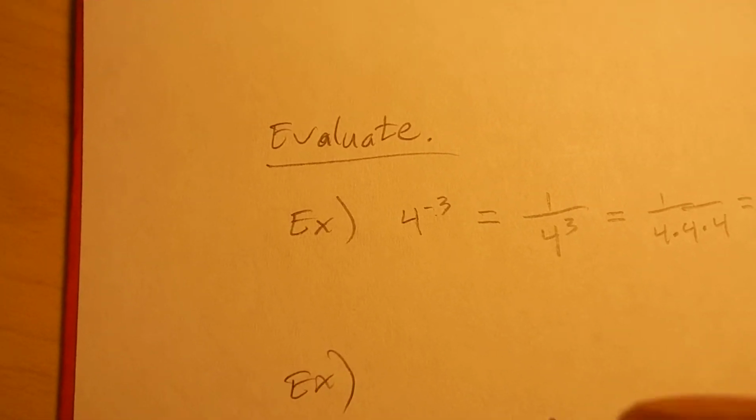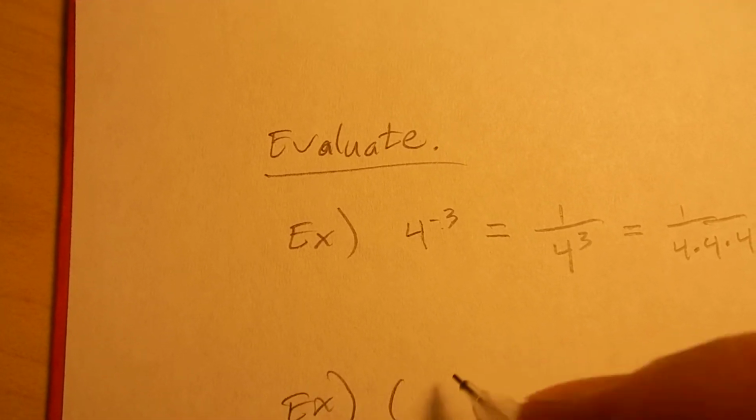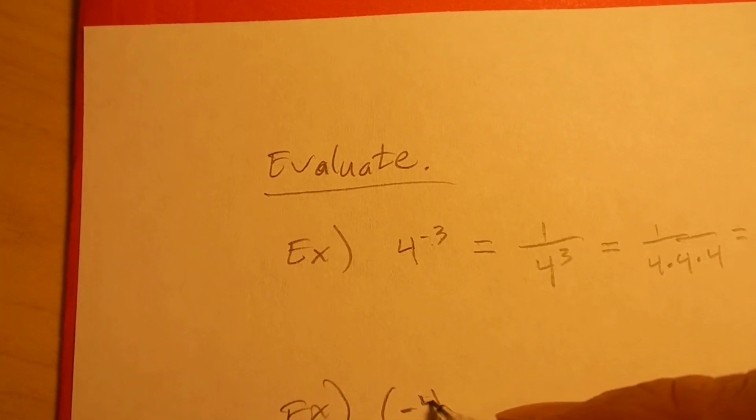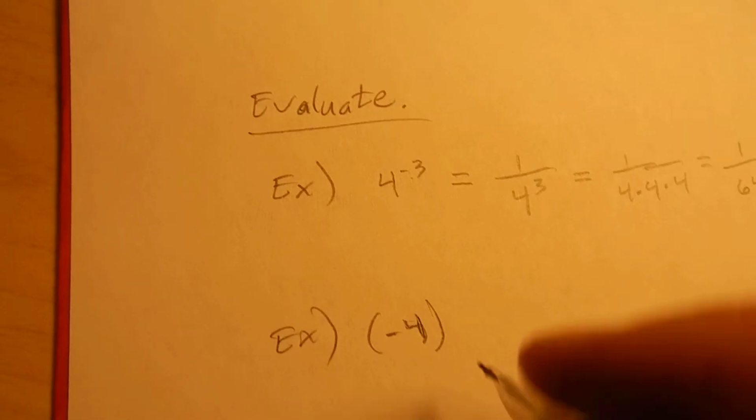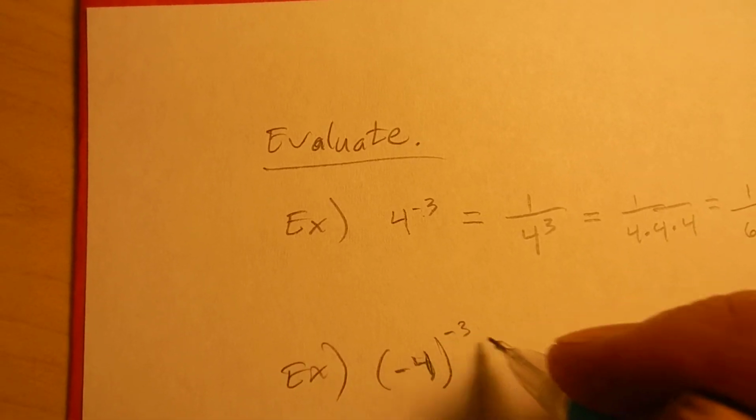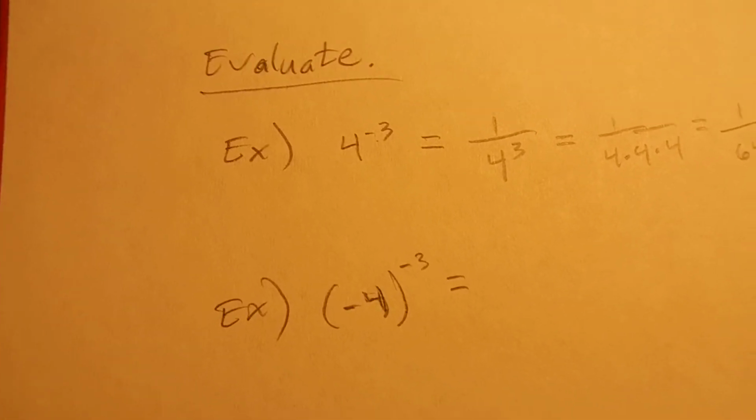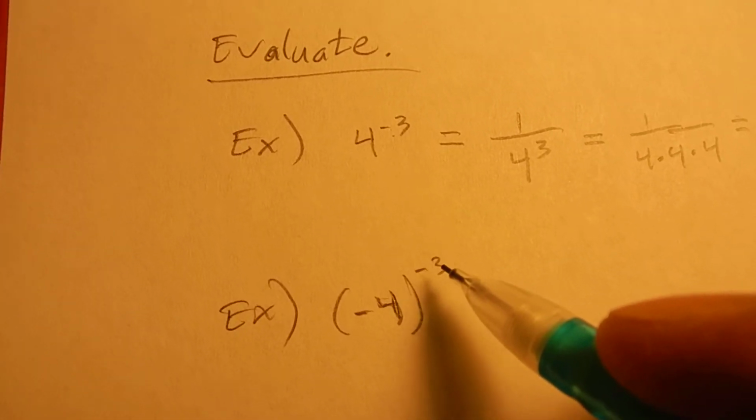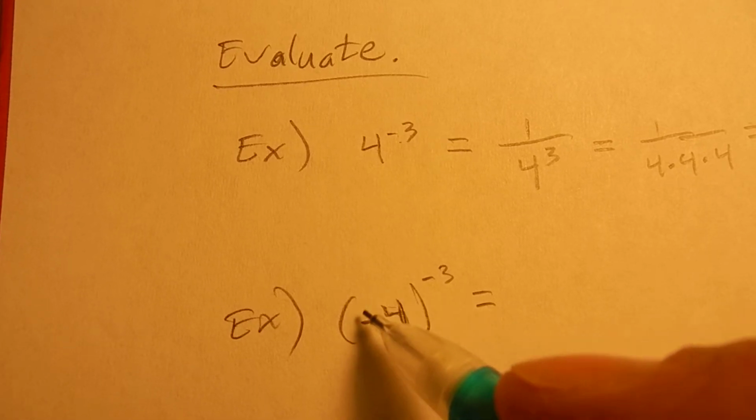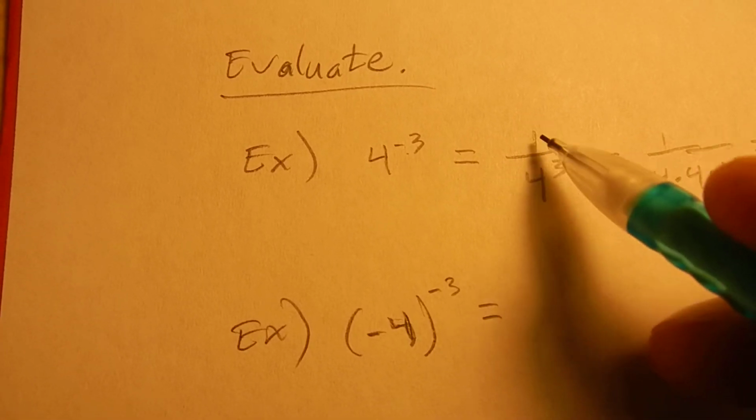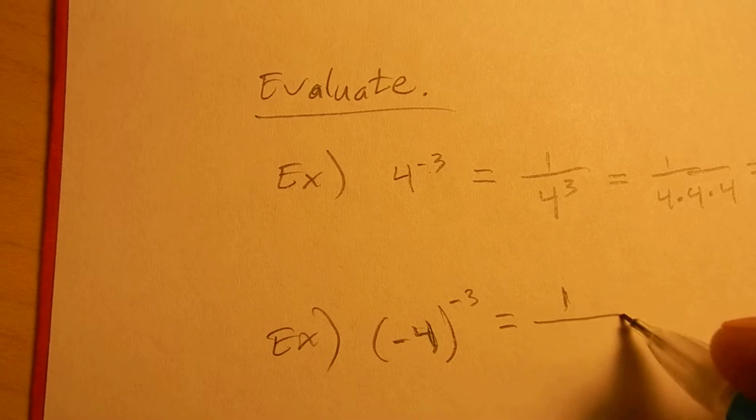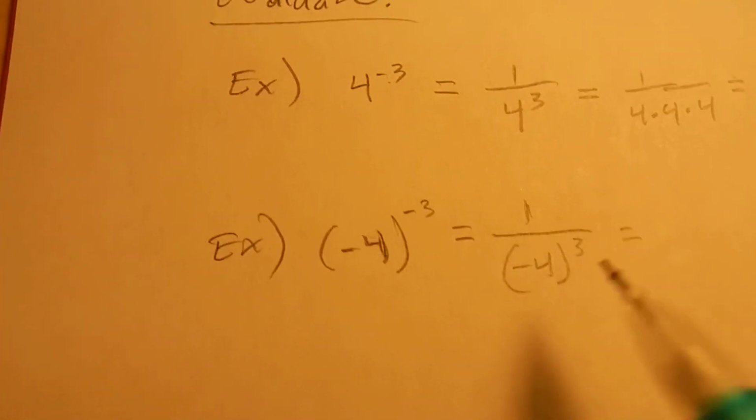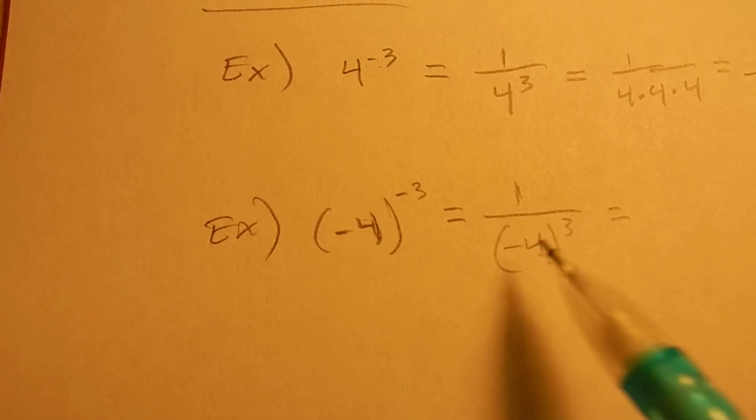Let's do... Sorry, that's a negative 4 to the negative third power. So, the meaning of our rule. So it's 3 negative 4's multiplied together, but in the denominator here, whose numerator is 1. So this means 1 over negative 4 to the third power. So 3 negative 4's being multiplied here.